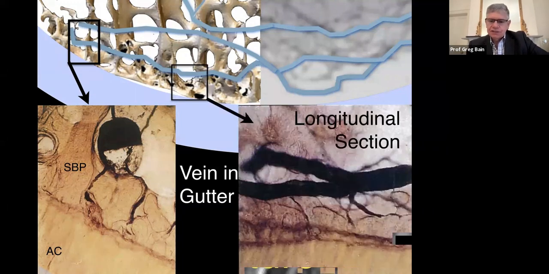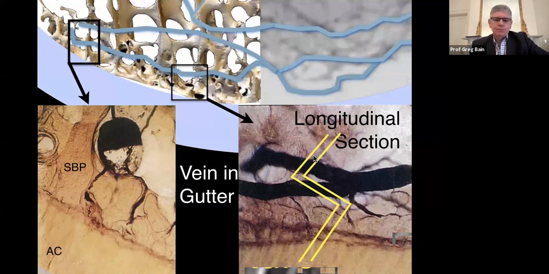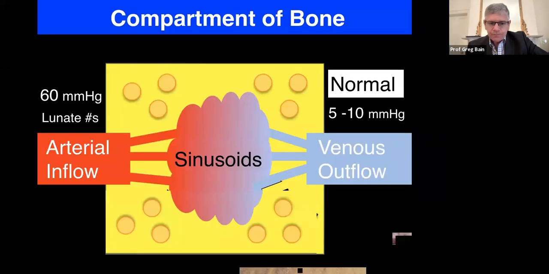And then you can see in this example on the bottom right, this longitudinal section of the bone next to the subchondral bone plate. And you can imagine a fracture of the subchondral bone plate would lead to an obstruction of the venous drainage and lead to localized venous hypertension.